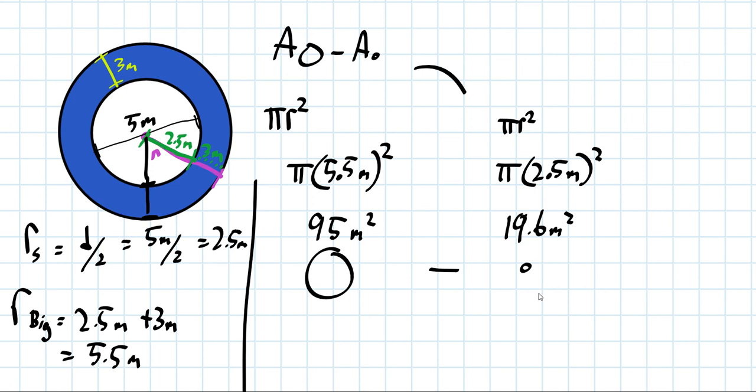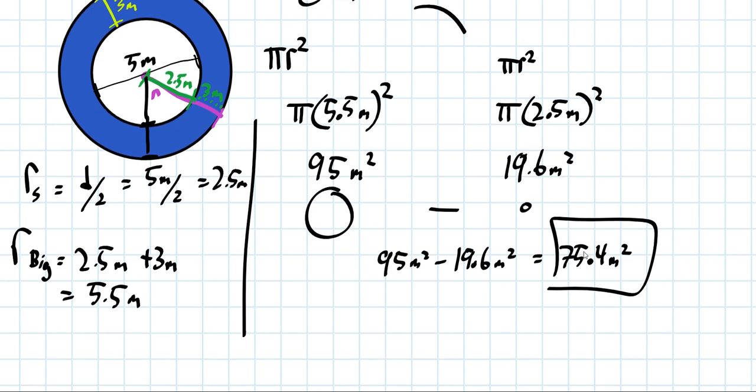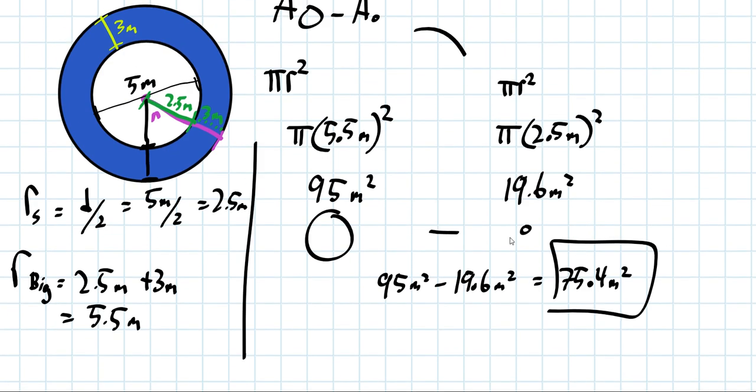If we subtract them, we cut one out of the other. That's 95 square meters minus 19.6 square meters, which is 75.4 square meters. So that would be the shaded area for this shape. So here's 6 examples from today. Hopefully they help as you work through your assignment or your homework.